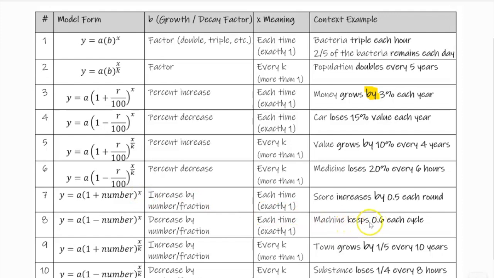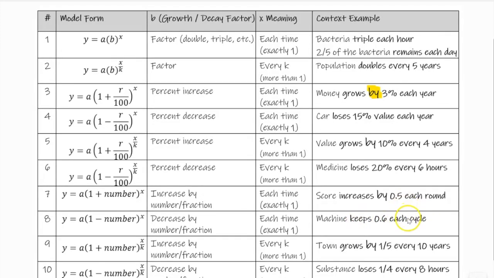Machine keeps 0.6 each cycle. So if I keep 0.6, right? I'm going to subtract 0.6 because I'm keeping that. So it's going to be 1 minus 0.6 each cycle. Each cycle, each 1 cycle, means time is just X. So 1 minus 0.6 raised to the X power.